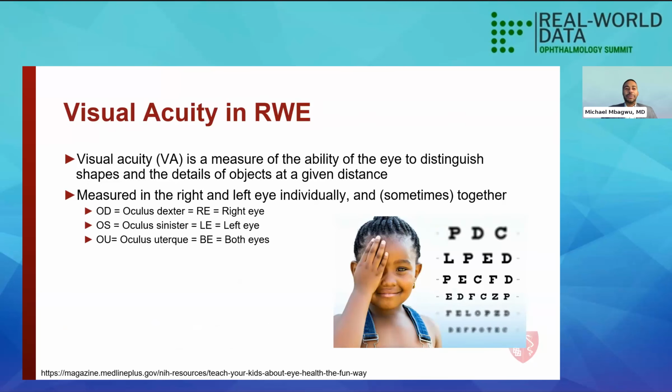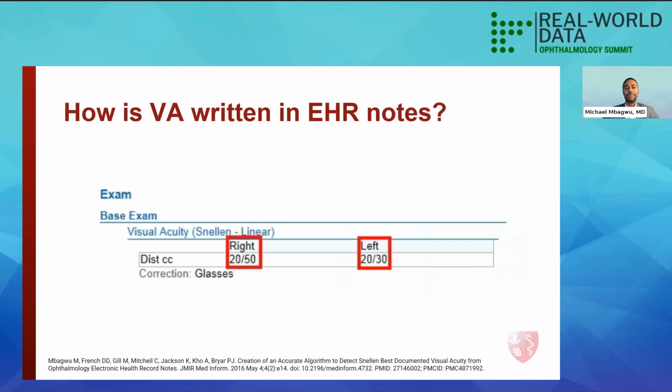So visual acuity, a lot of us know what this is. It's that objective measure of how well the eye works, seeing how you can distinguish a shape or details at a certain distance. And we have our acronyms below that many of us are familiar with: OD, OS, or OU, referring to right, left, and both eyes. Visual acuity, of course, is always taken one eye at a time for the most part.